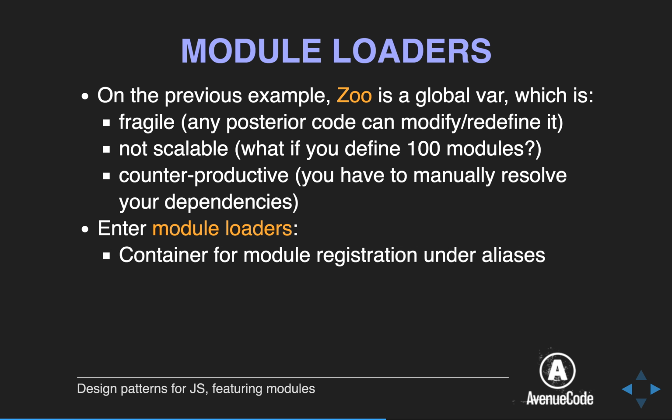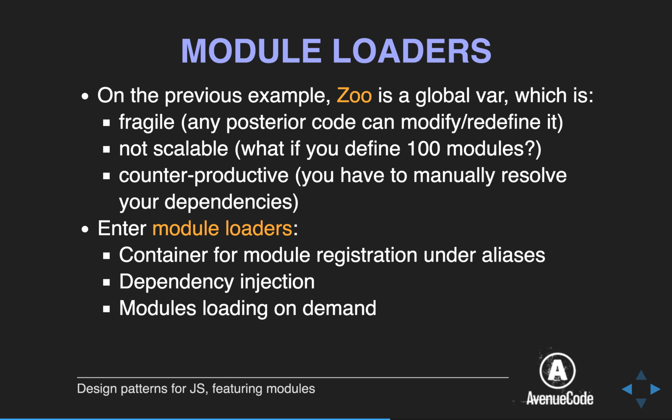Here enter module loaders. A module loader is a container for module registration under aliases. So we can give aliases to modules and just say, okay, I need module A, here's module A. I need module B, here's module B, and then you don't need to get them yourself. Secondly, module loaders can perform dependency injection. If you say every time I need a B, I need an A to be injected into it, you just set up this dependency injection, and every time you get B, A is there. So you can configure the way you want it versus doing it yourself.